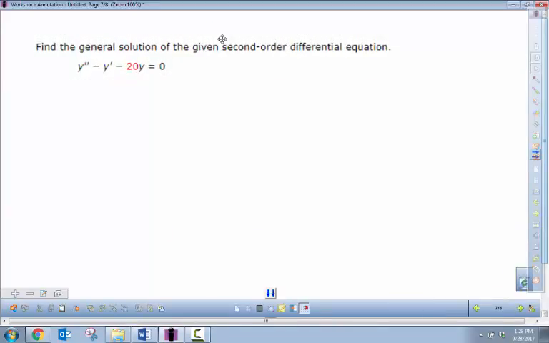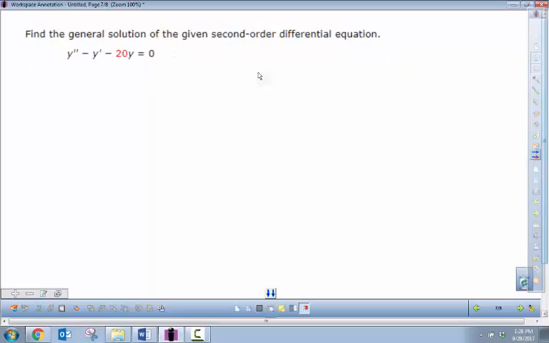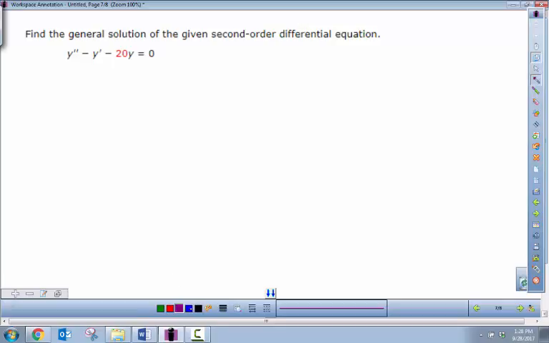So we want to find the general solution to y double prime minus y prime minus 20y equals 0. So we're going to come up with the auxiliary equation, and then we're going to try to solve for m any way you can. Your first choice is that if you can factor, then factor it. If not, then use the quadratic formula.